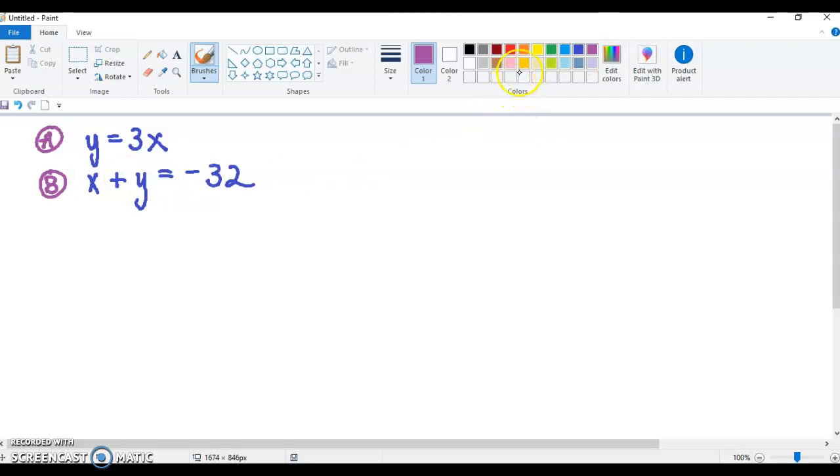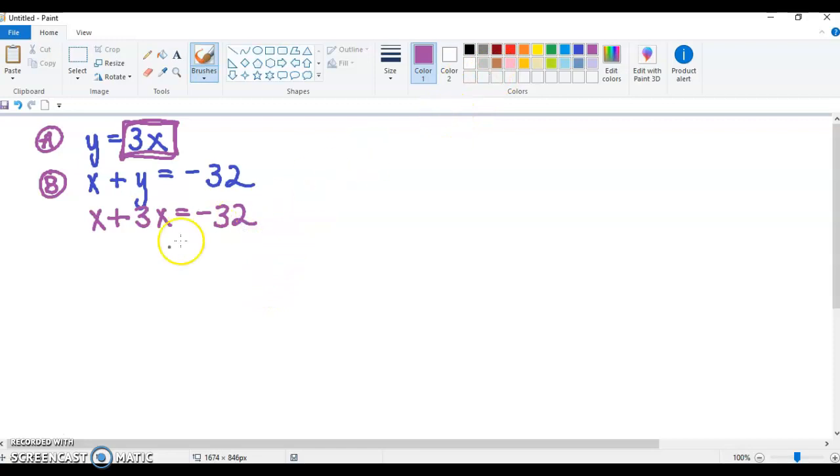Anytime you use substitution, you need to pick the equation that has one of the variables by itself. If you notice in equation A, y is by itself. What is y? Y is 3x. So since y is 3x, I'm going to take everything from equation A and plug it into equation B everywhere that I see that y. So this now becomes x plus, well, what is y? Y is 3x. So x plus 3x equals negative 32.